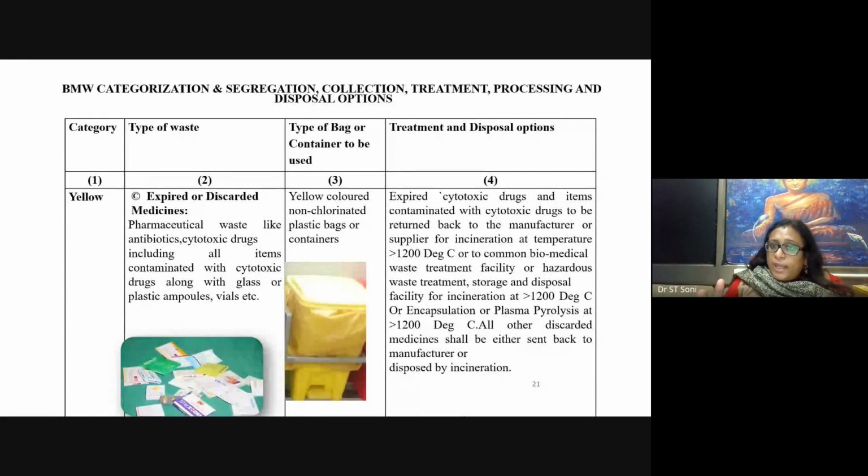So finally, what happens to them? They will be sent back to the manufacturer and then incinerated, or can be sent to the common biomedical waste treatment facility. During the incineration, the chamber's temperature is 1200 degrees centigrade, and it has a dual chamber. So from the 800-degree temperature, everything will be pushed to a 1200-degree temperature second chamber, and in that chamber it will all be burned to ashes.